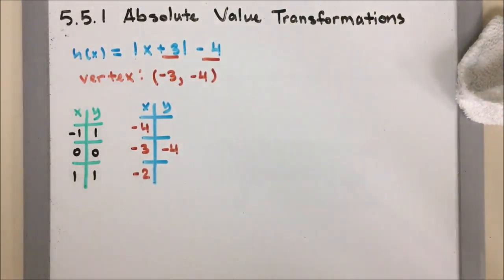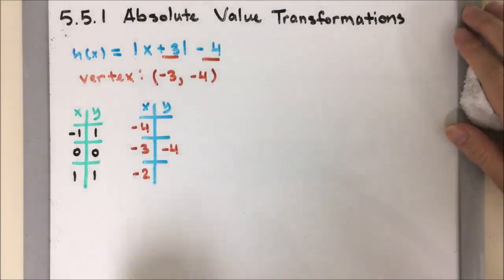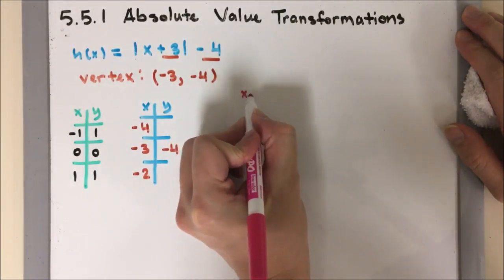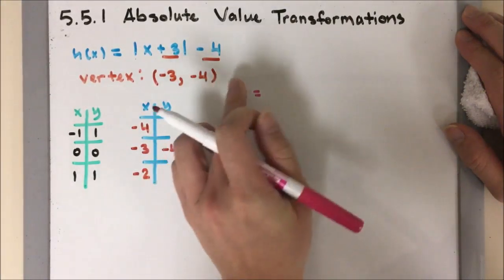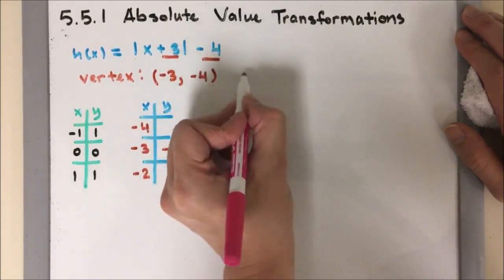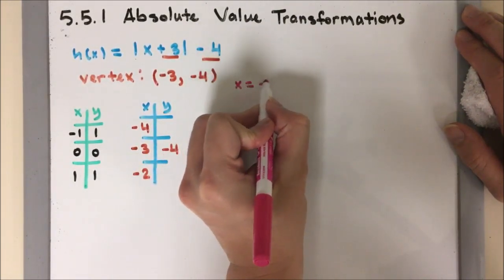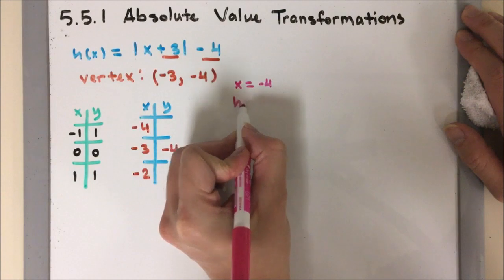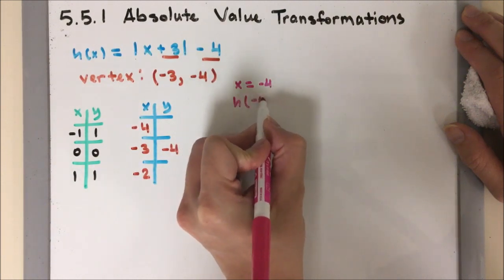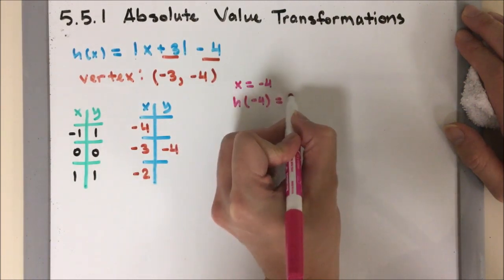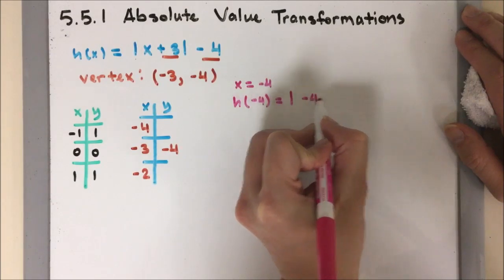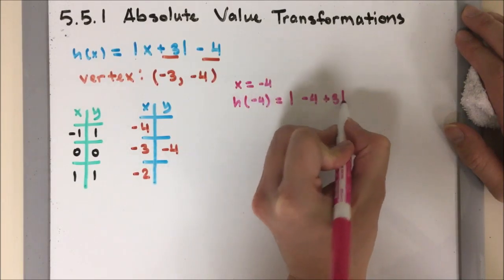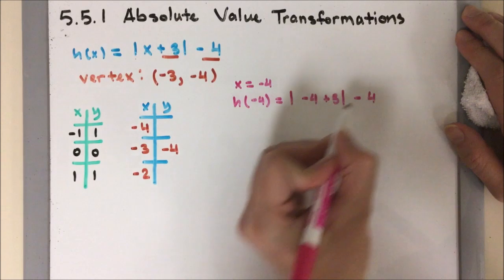Alright, so let's start plugging in and finding the y value to make our coordinate points. So I'm going to start with negative 4. So x equals negative 4, so that means I'm plugging in negative 4 into x. So it will be the absolute value of negative 4 plus 3, close absolute value, and then minus 4.